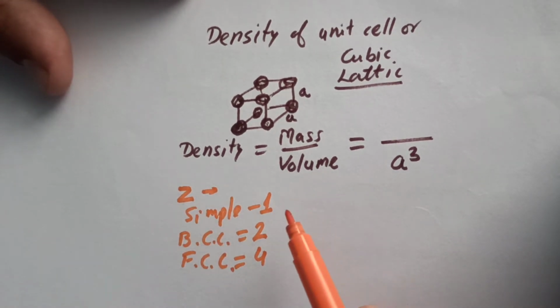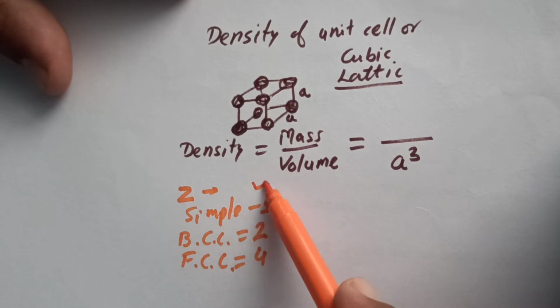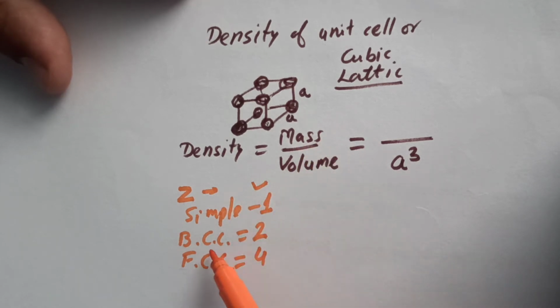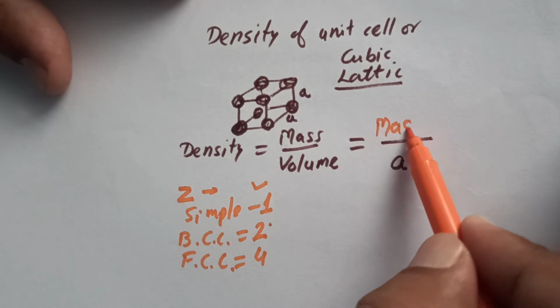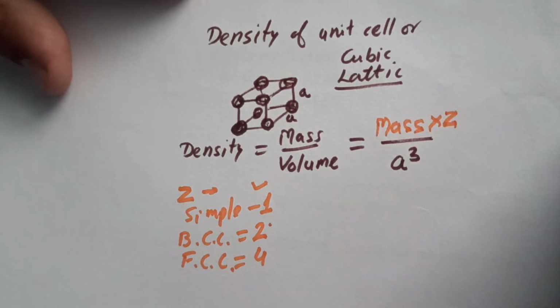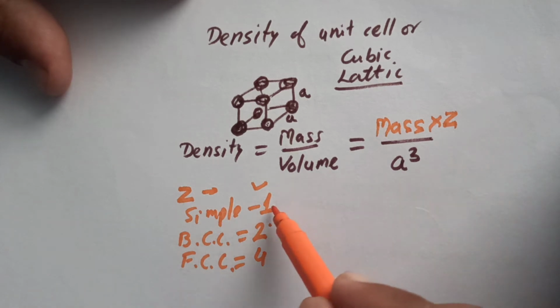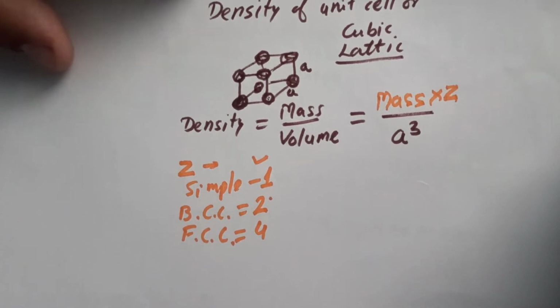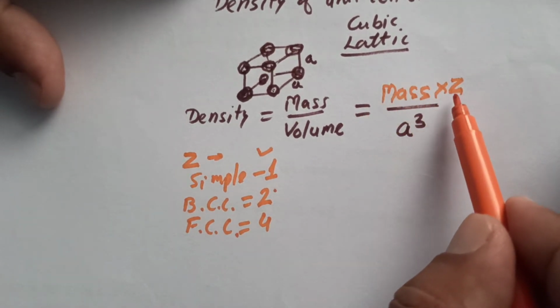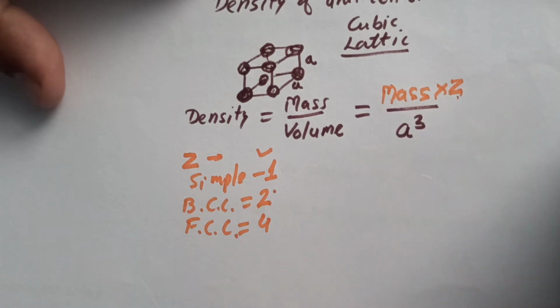So when we have to find density in a simple cubic unit cell, we use the mass of one particle. For body centered cubic, we use the mass of two particles, and for face centered cubic, the mass of four particles. So we have to use the mass of Z particles, where Z is the number of particles in a particular type of unit cell. So how do we find this mass? Multiply the mass of one particle with Z.